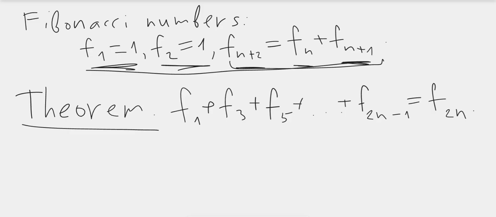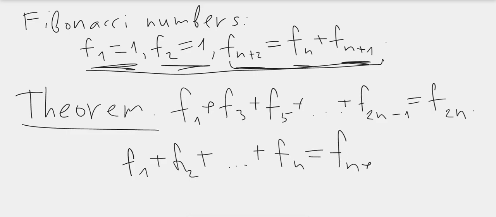In one of the previous videos I proved the identity that the sum of the first n Fibonacci numbers is equal to... so the identity was like this: f1 plus f2 plus and so on plus fn is equal to fn+2 minus 1. I think that's how it looked.